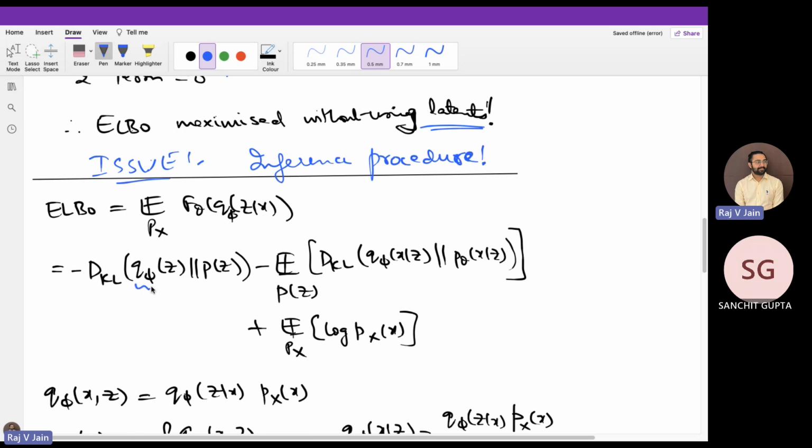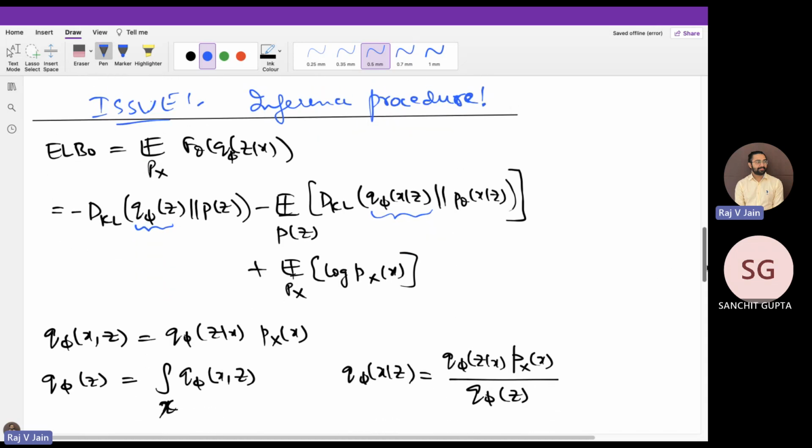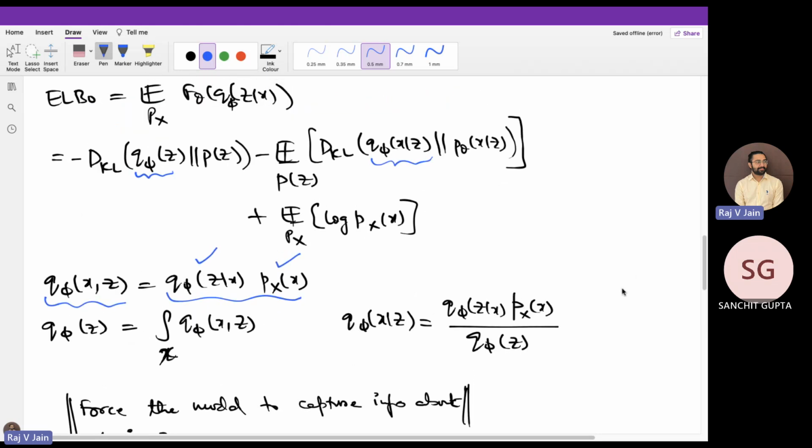So this is called Q phi of Z and Q phi of X given Z. Till now we have seen the other way. So what they define is a new distribution called Q phi of X comma Z, a joint distribution between X and Z, formalized as the posterior distribution multiplied with the actual true distribution. And Q phi of Z can now be seen as a marginal over this distribution, and Q phi of X given Z, using the Bayes theorem, you'll get this term.